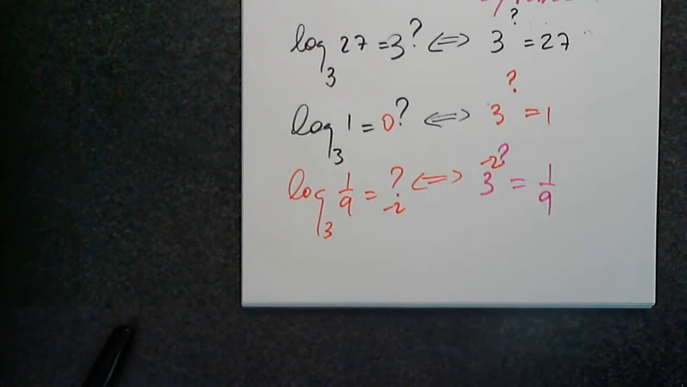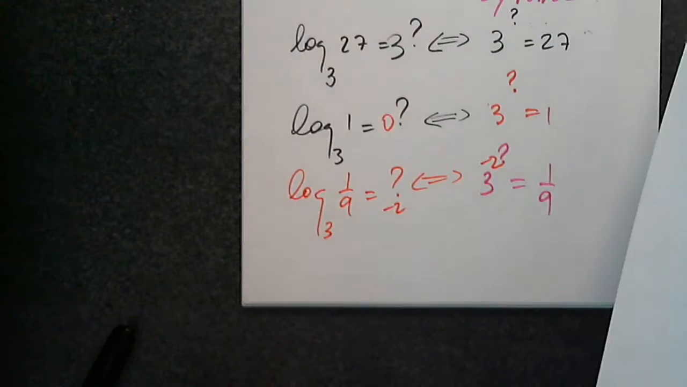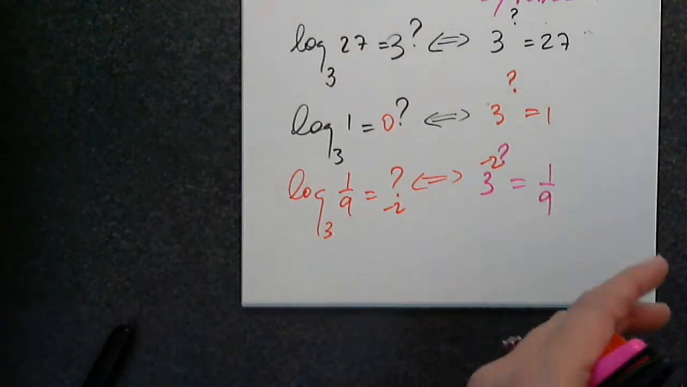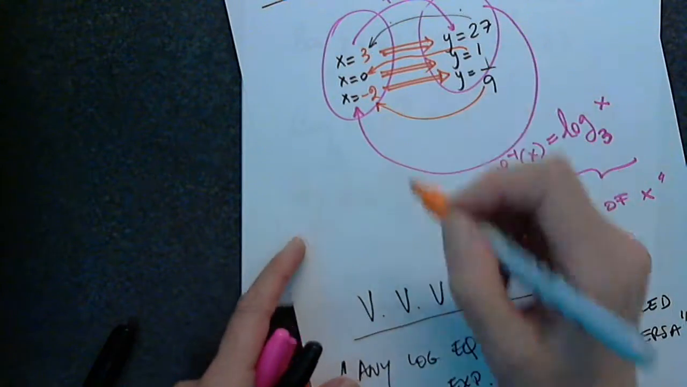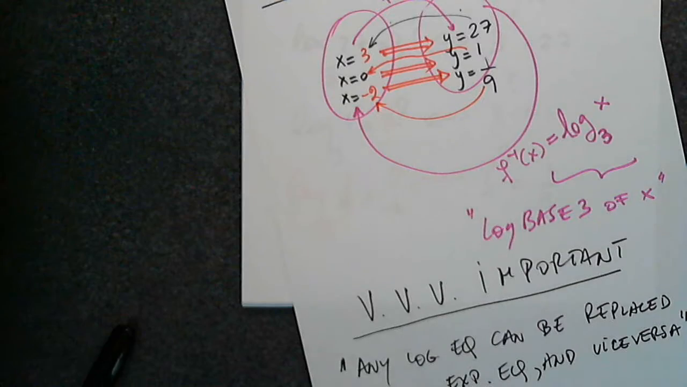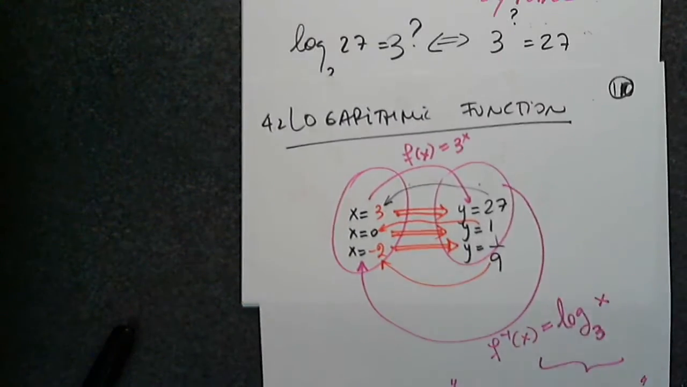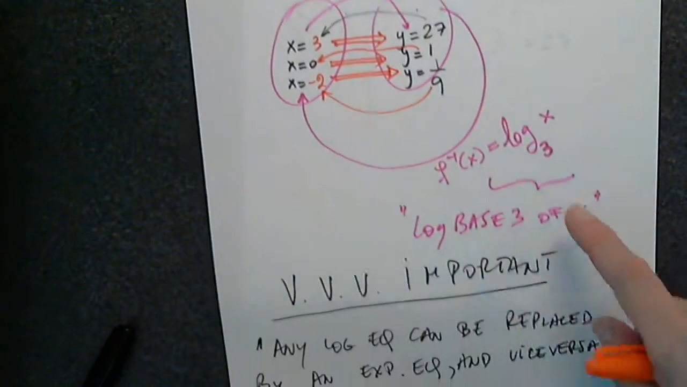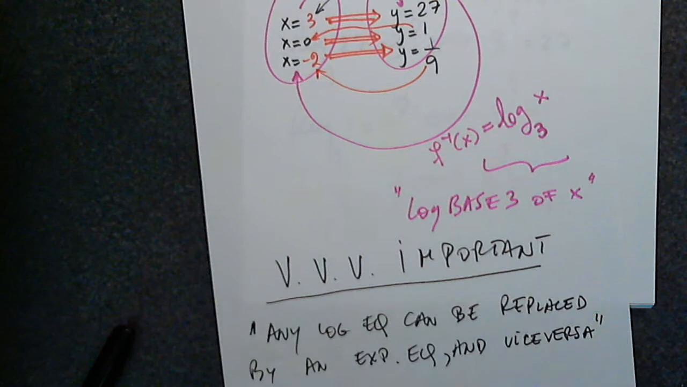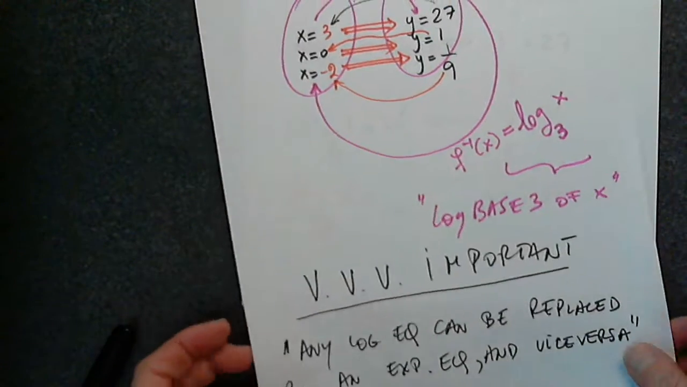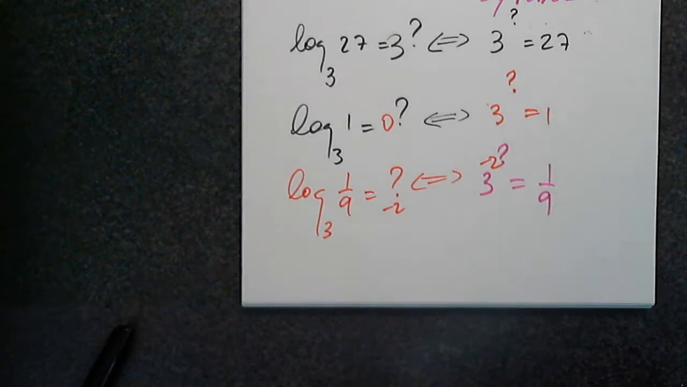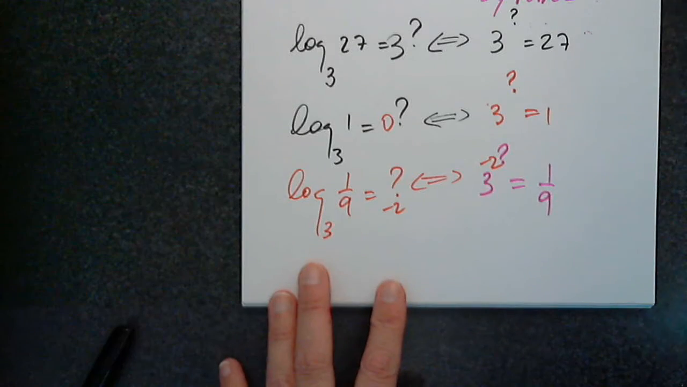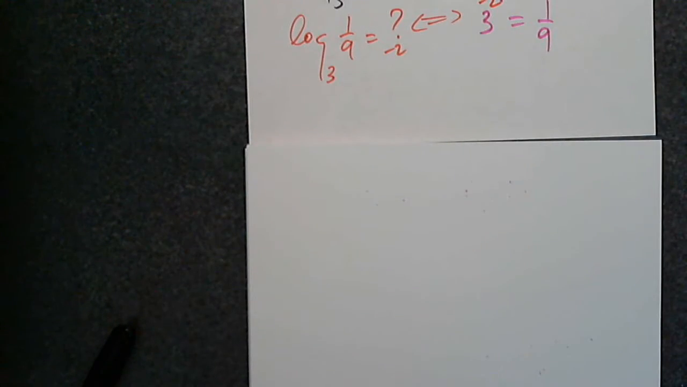So now we are convinced that this is indeed the inverse function. Meaning 3 to the x and log base 3 of x are inverses of each other. Questions? I will stop. I know I have 1 minute left.